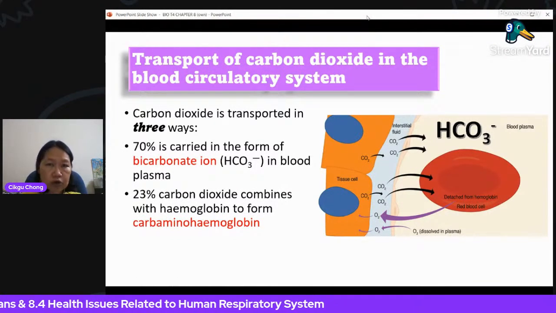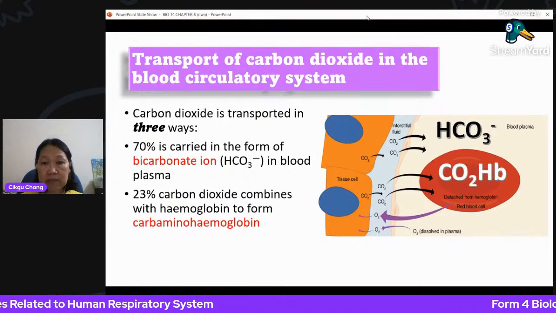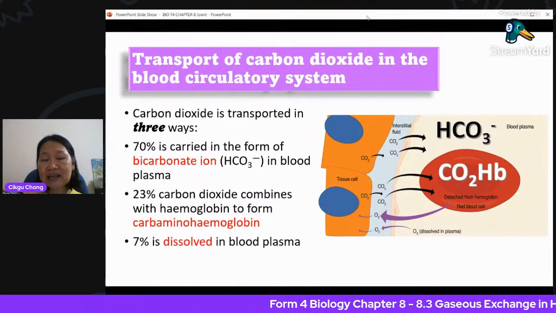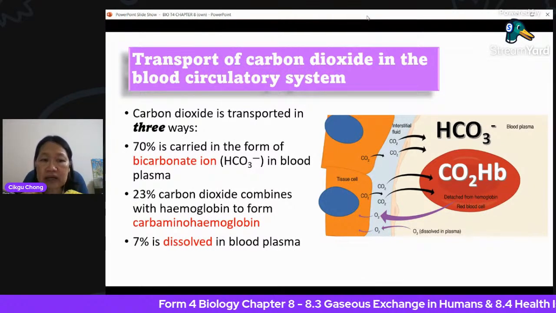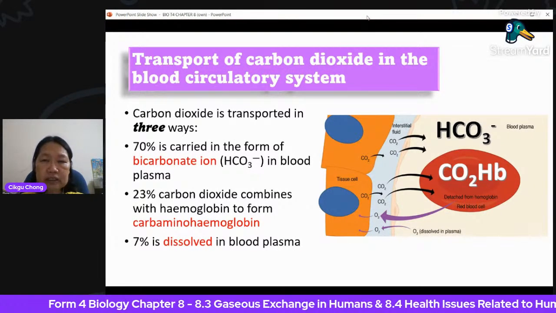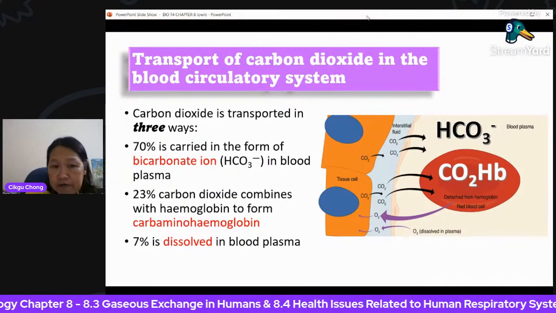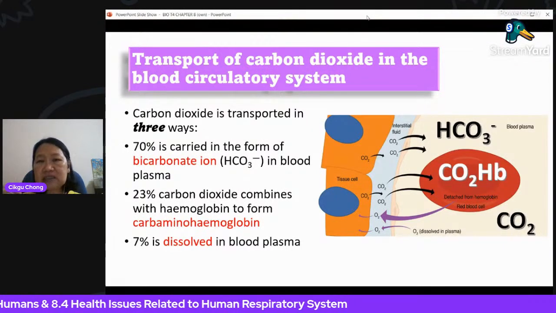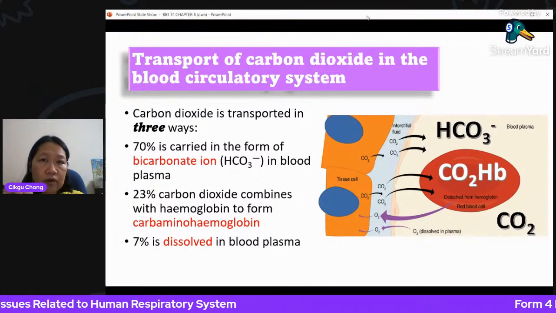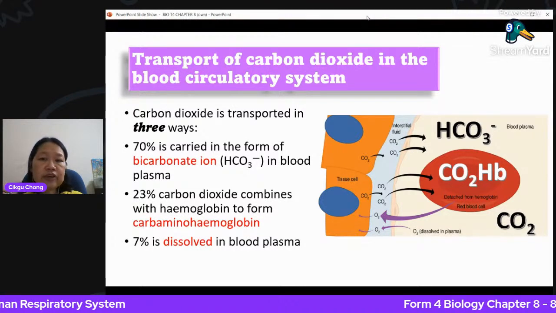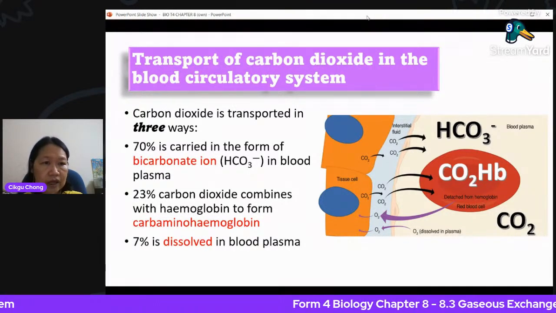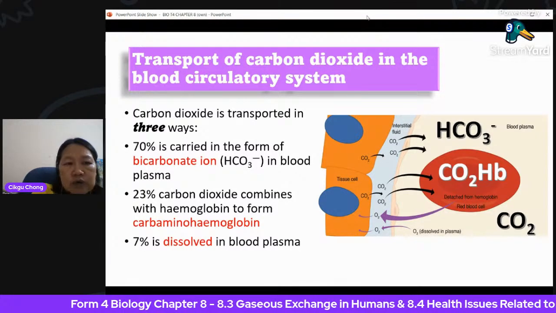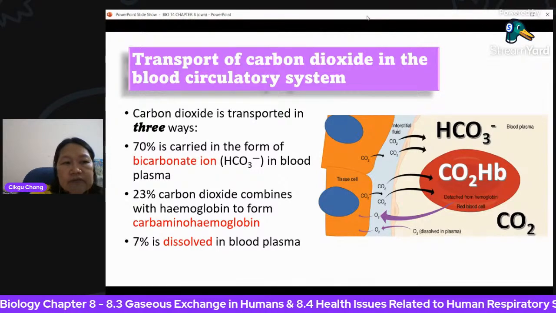And the minority, you still have a small percentage of your carbon dioxide, the least amount, dissolved in the blood plasma. So it goes into the blood plasma as the dissolved form of carbon dioxide gas. It doesn't convert into bicarbonate ion. Okay, so you have three methods. What we are concerned with is that you need to know how to explain the first one.